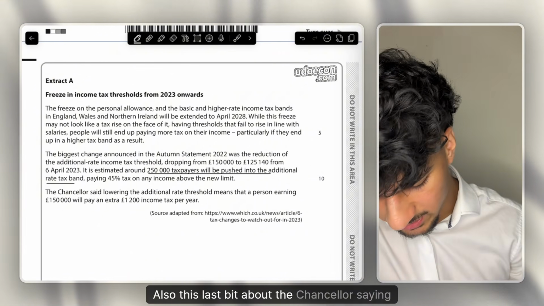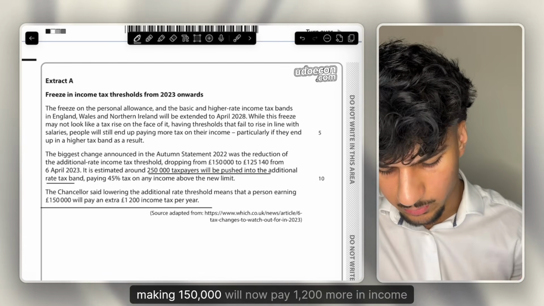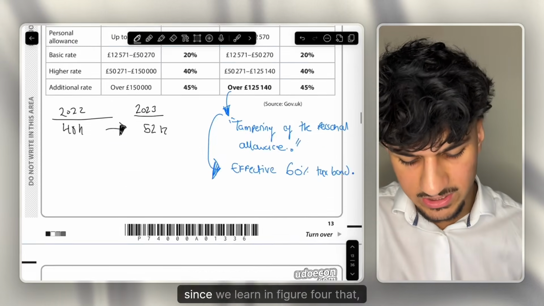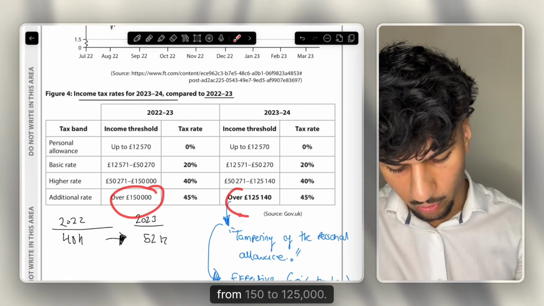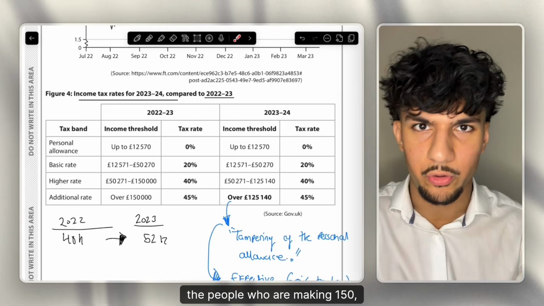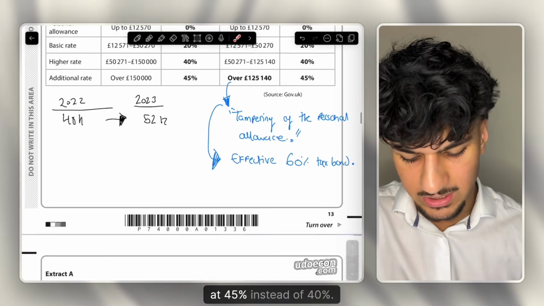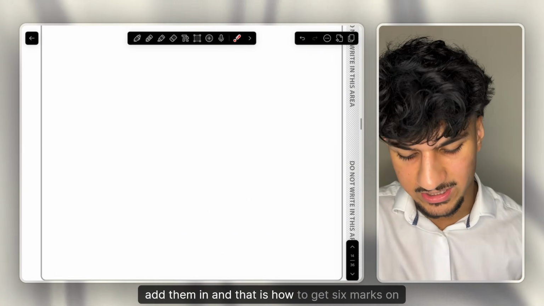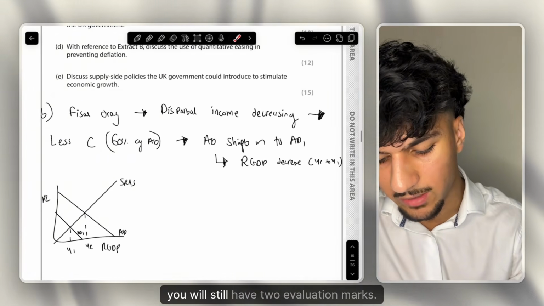Also, this last bit about the Chancellor saying that individuals making £150,000 will now pay £1,200 more in income tax. Why is that? We learn in figure 4 that the band is decreasing from 150 to 125,000. Therefore, for the people making 150, that £25,000 extra will be taxed at 45% instead of 40%. So, two great bits of application there. Add them in, and that is how to get 6 marks on your KAA. On your 8-mark question, you will still have 2 evaluation marks.